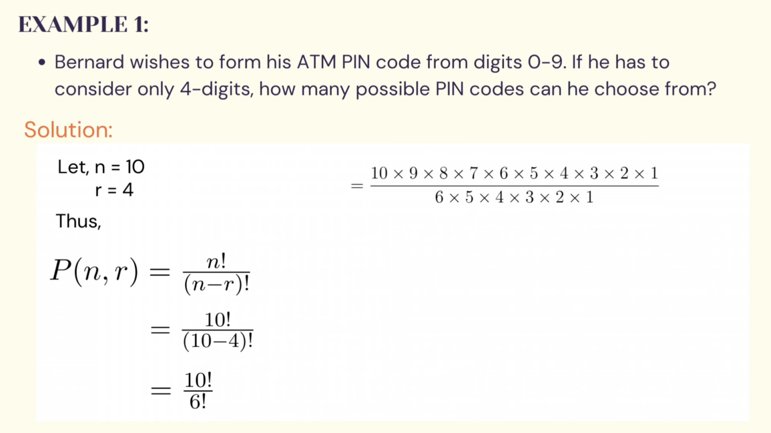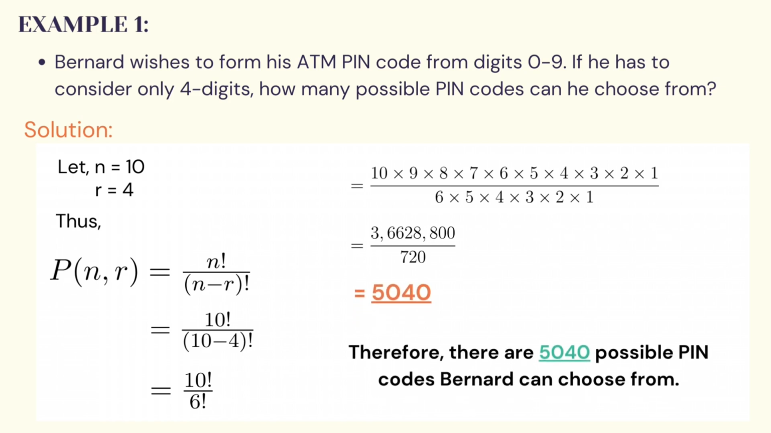Expand. After getting the factorial of 10 and 6, simplify, it will be 5040. Therefore, there are 5040 possible PIN codes Bernard can choose from.